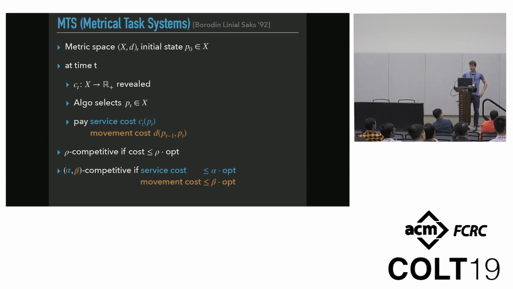In contrast to problems from earlier talks today, the cost function is revealed before we choose the new point. And we compare ourselves to an optimal algorithm which can also move around in the space, and that's why we cannot expect to have a regret bound, but have this multiplicative competitive ratio instead.